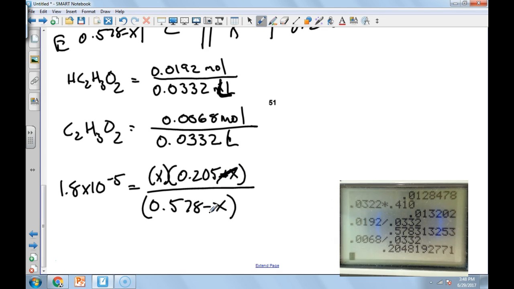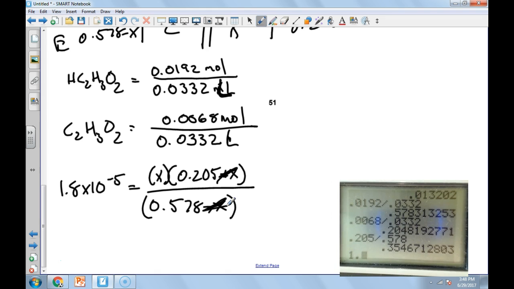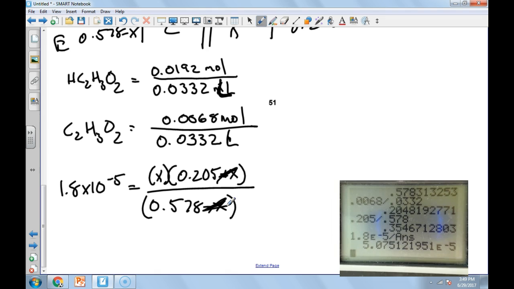Now we can shortcut it. These can cancel out because of the 5% rule. So now we can go 0.205 divided by 0.578. Now we take that and we do 1.8 times 10 to the minus 5 divided by that. Okay, and we get 5.08 times 10 to the minus 5 is equal to x, which is also the concentration of the hydronium ion.